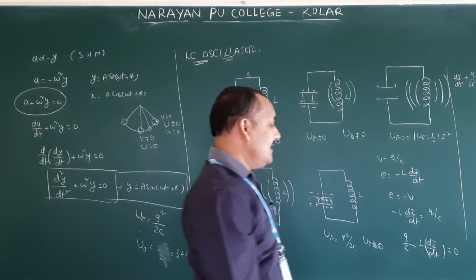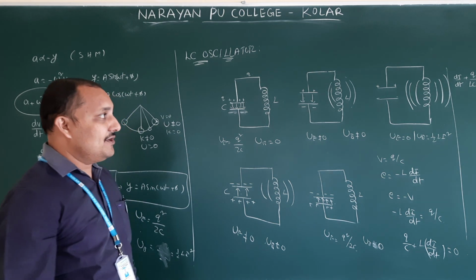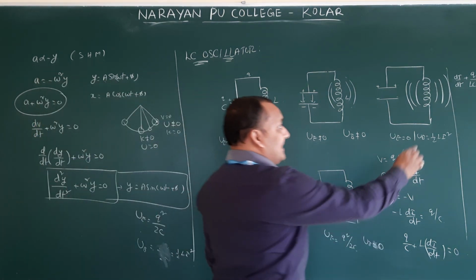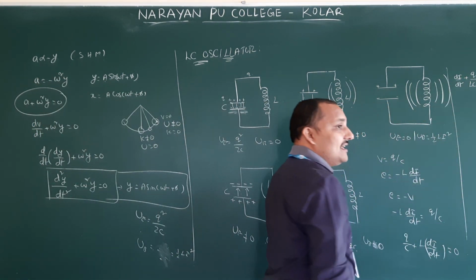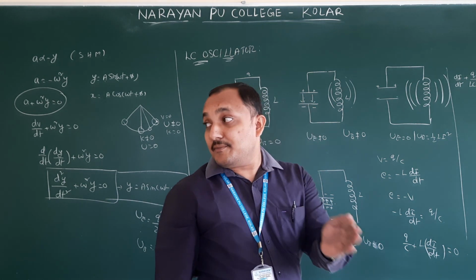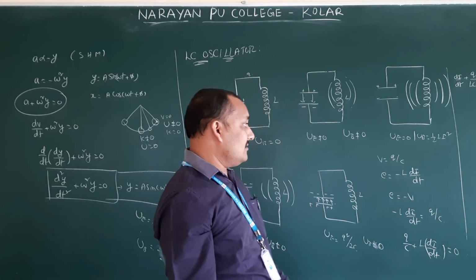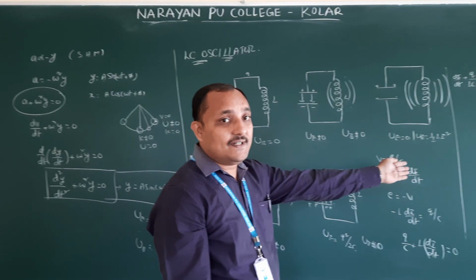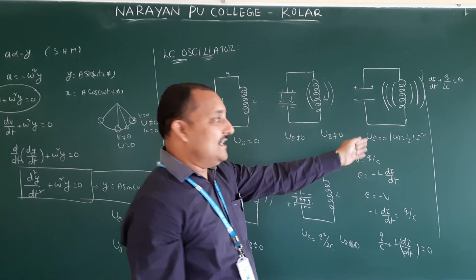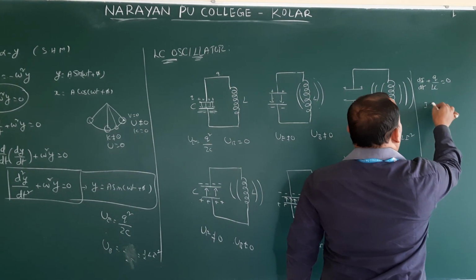dI by dt plus Q by LC is going to become 0. Next, what is I here? I is nothing but the amount of current passing through the inductor. So I formula, rate of change of charge: I is equal to dq by dt.